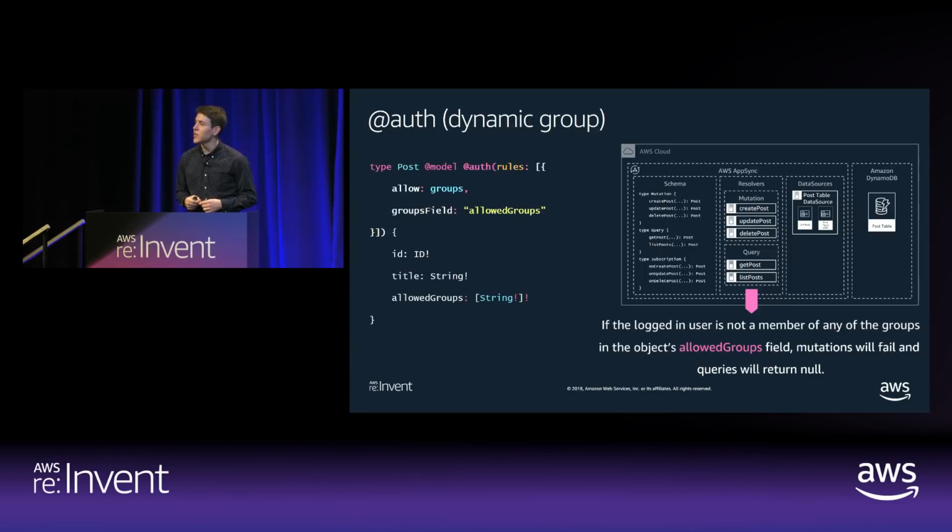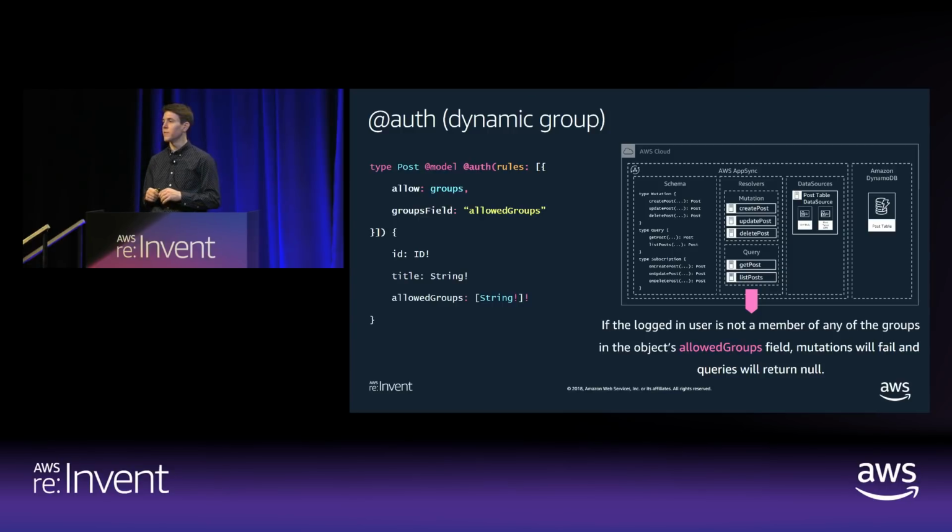The next type of authorization is dynamic group authorization. Dynamic group authorization, as opposed to static group authorization, says that every individual record is able to define the set of groups that are able to access it, and then we're actually doing row-level authorization instead of just table-level authorization. Again, this is going to be implemented as resolver code, and you can designate which field in your model type you want to hold that information, so that as you're creating objects, you can say, these groups are able to access this particular object.